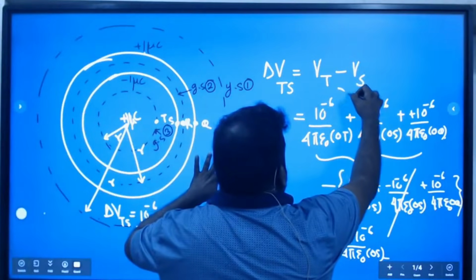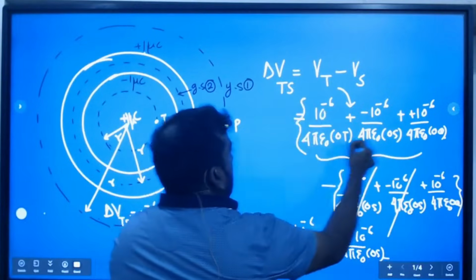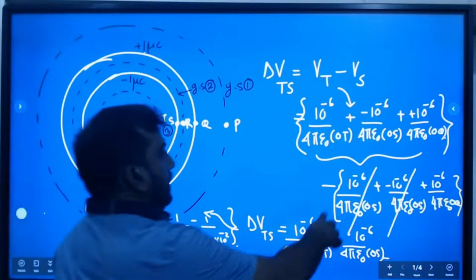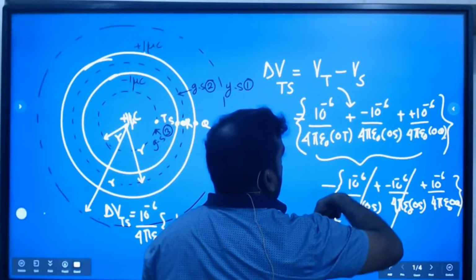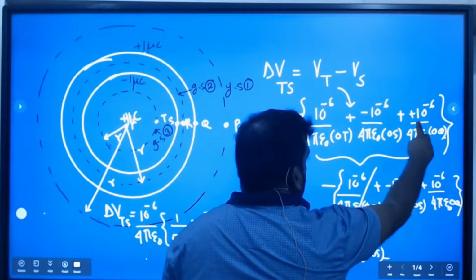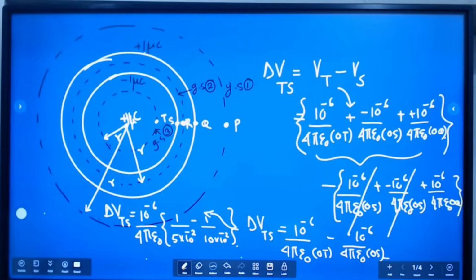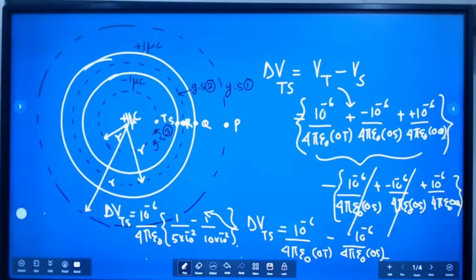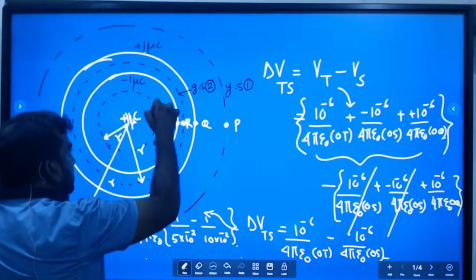Potential at T minus potential at S. This is your potential at S. This is potential at T. These two will remain. This and this will cancel. From this you can build the potential difference. So potential at T is because of this, because of that, because of that.